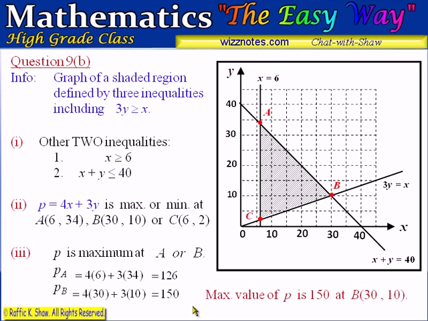So we can go ahead and write that solution. The maximum value of P is 150, and that occurs at the point B where x is 30 and y is 10. This vertex is where P would be at its maximum, and that maximum value would be 150. So that's the solution for question 9b, and we will be doing question 10 in another video.